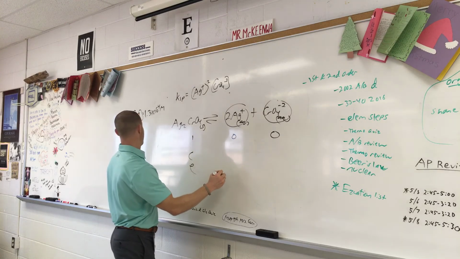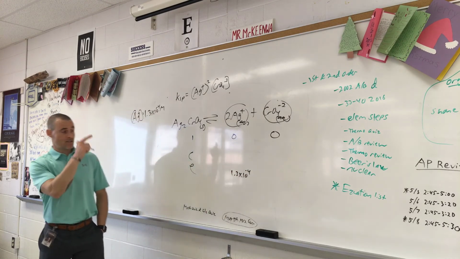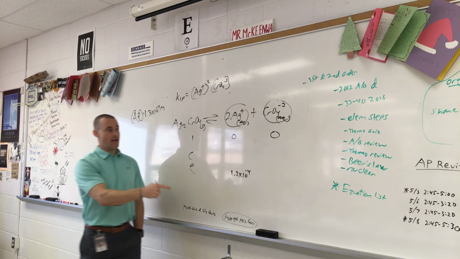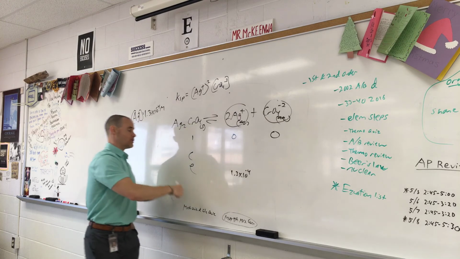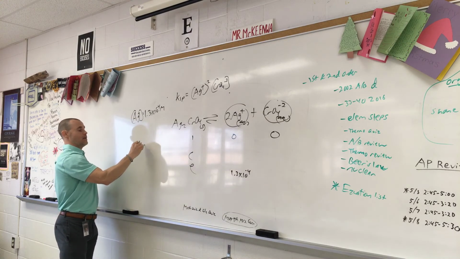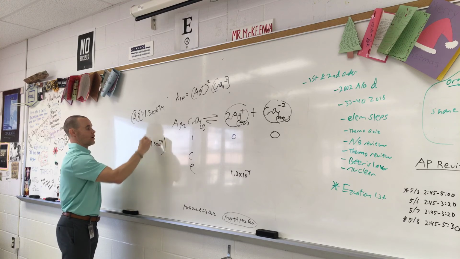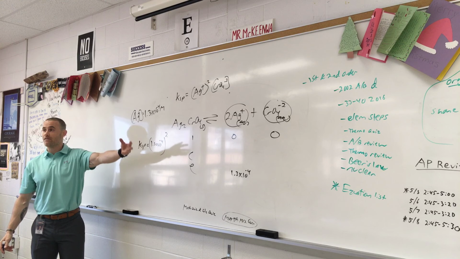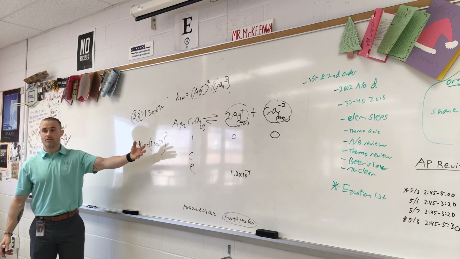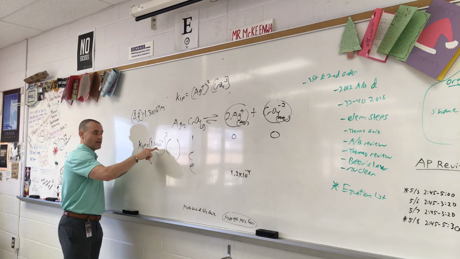This becomes that number, 1.3 times 10 to the negative 4. So that's 2S. This would be half of that number. So to solve for KSP, it would be 1.3 times 10 to the negative 4 squared. You would just take that and plug it in. You don't multiply it by 2 because they already gave you the number. They already gave it to you. You don't need to figure it out. This number, again, would be half of that number.